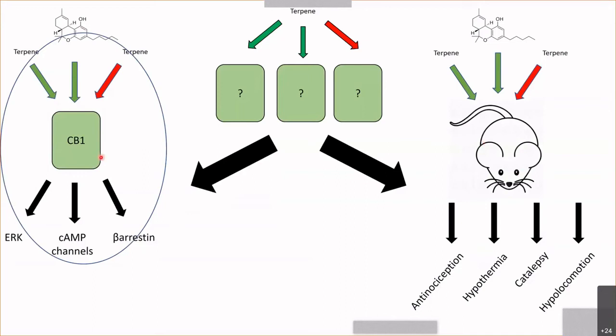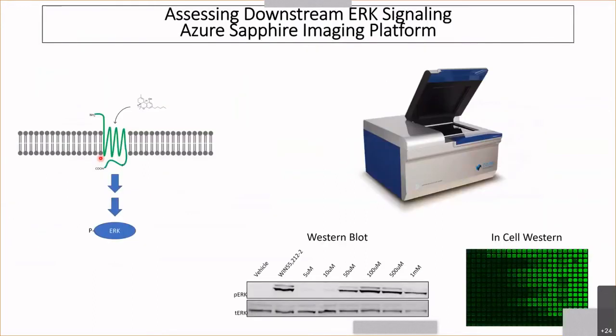our in vivo studies. And so to do this, we're going to look at ERK MAP kinase phosphorylation as one signaling output of CB1 receptor activation. So you have your terpene, cannabinoid, whatever comes in, activates the CB1, you get ERK phosphorylation. We measure that. And the way we measured that really depended upon the Azure Sapphire system.